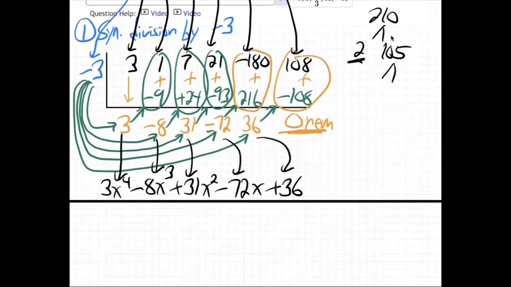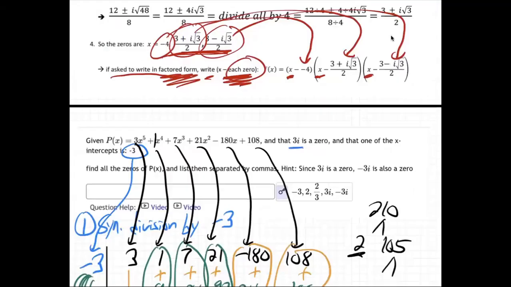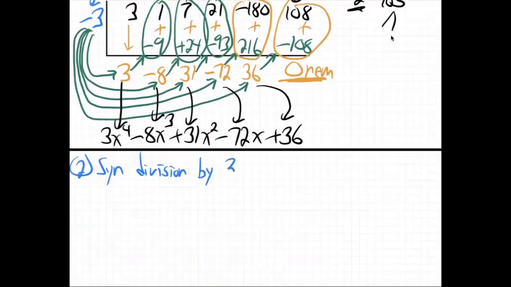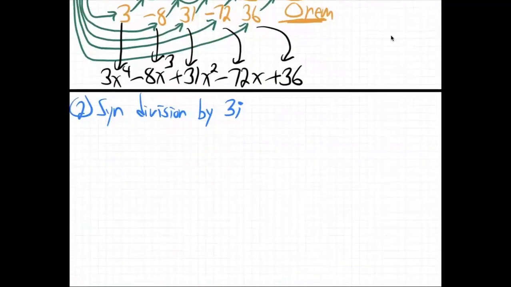So then step 2 is going to be synthetic division again, this time by, what's another 0 we know? Well, they told us 3i is a 0. So now I'm going to do 3i. And now it's going to be tricky because it's imaginary. All right, so here we go. Going to do it again, round 2.